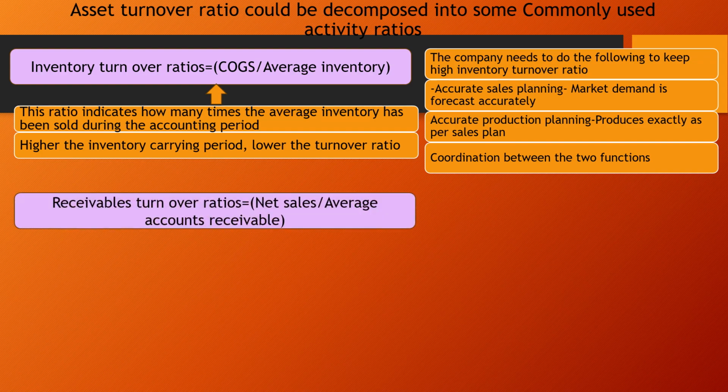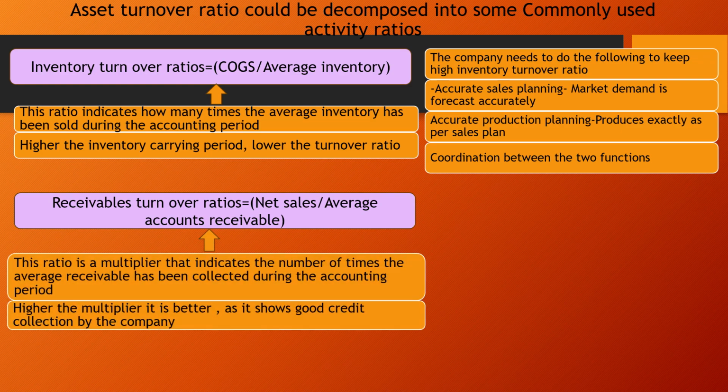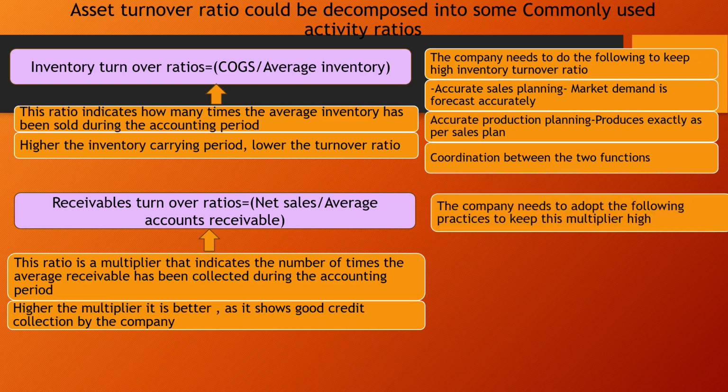Receivables turnover ratio. It is calculated by the formula net sales by average accounts receivable. This ratio is a multiplier that indicates the number of times the average receivable has been collected during the accounting period. Higher the multiplier, it is better, as it shows good credit collection by the company.